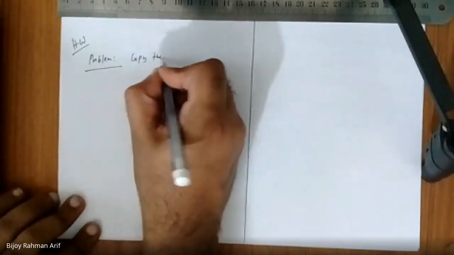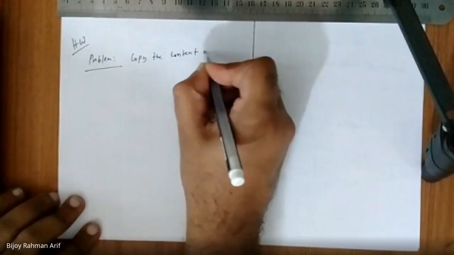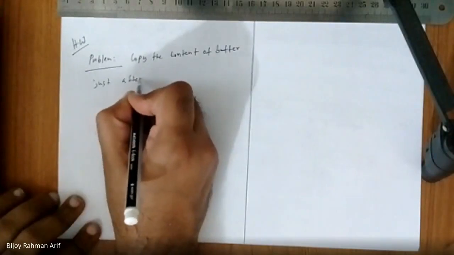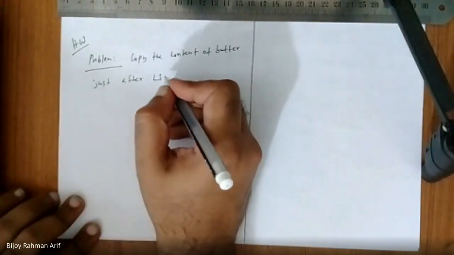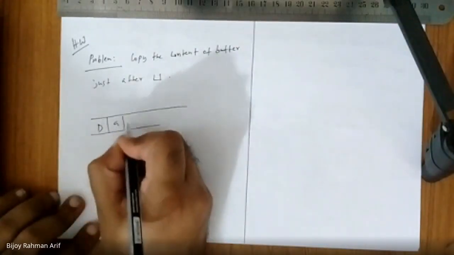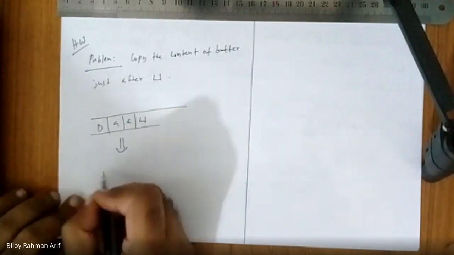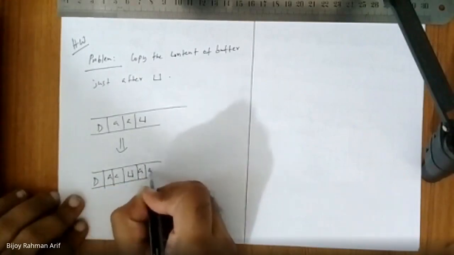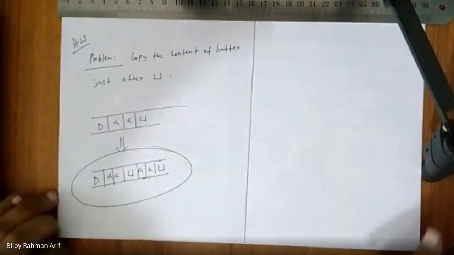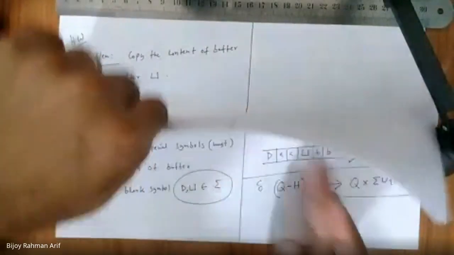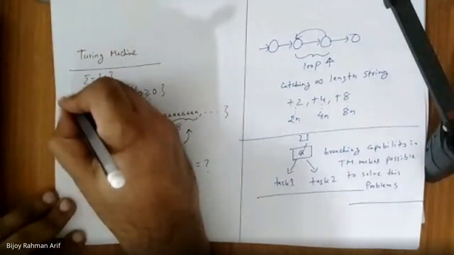Copy the content of the buffer just after the blank. It is like this. Let's assume I have, like this, A blank. So after copying, it will be like this. Next class, you are going to solve this problem. You will tell me how to solve this problem. This is homework 1. I am going to give you another homework. Next class, you will tell me how to solve this problem using a Turing machine.